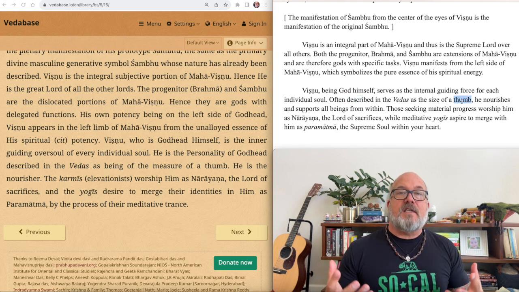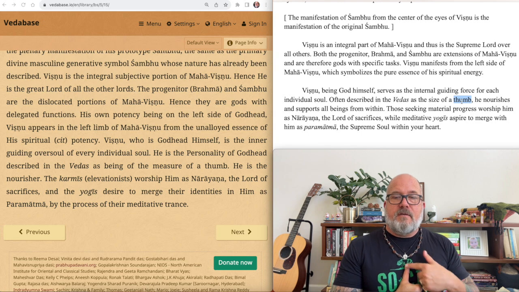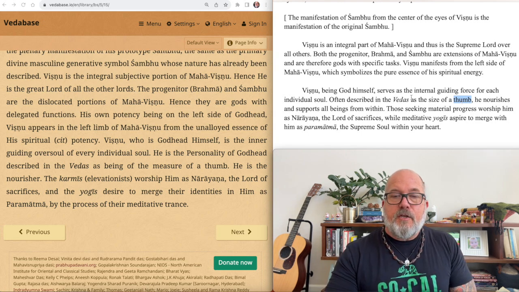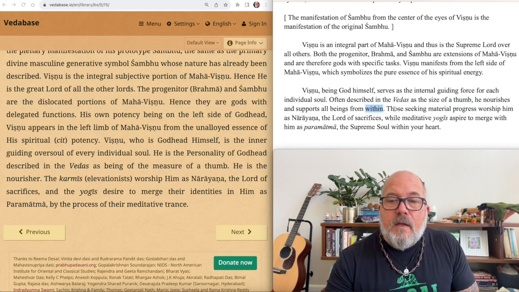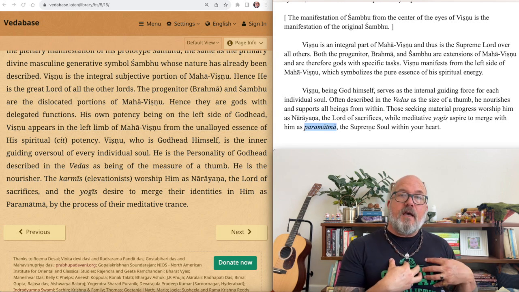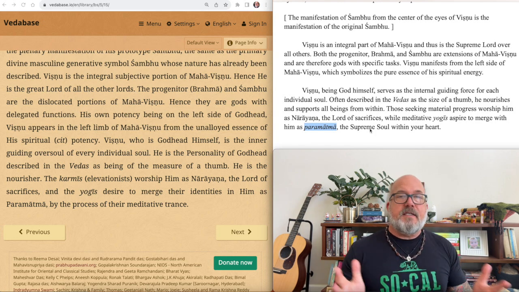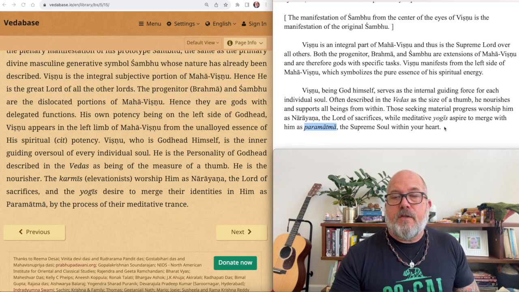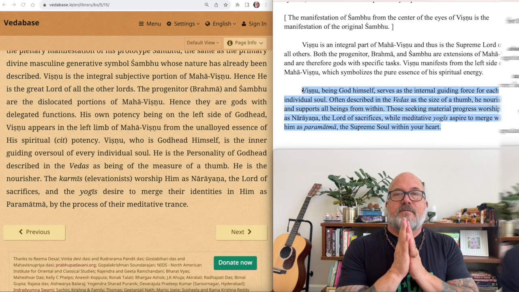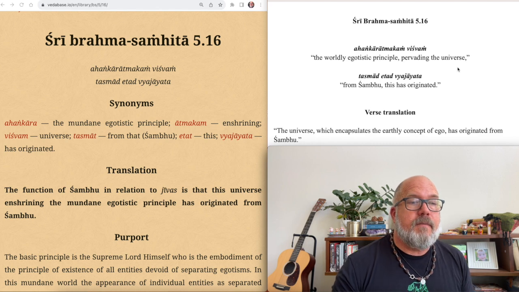Obviously, he has no size. He's unlimited, but if you were to give it a size, you would say it's about this big here. He nourishes and supports all beings from within. Those seeking material progress worship him as Narayan, the Lord of sacrifices, while meditative yogis aspire to merge with him as Paramatma, the supreme Atma. So you're the Atma in the body, you're the witness, and there's the Paramatma who is guiding and directing everything. The supreme soul within your heart. Nice. Okay, friends, so here we are at verse 16, and it's only 2 lines.